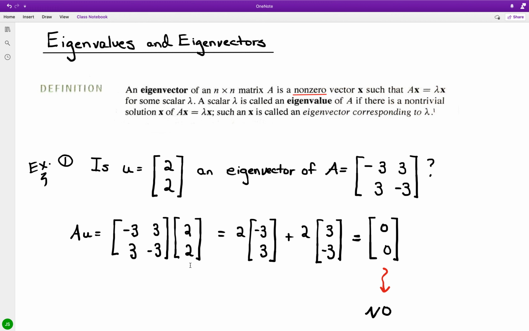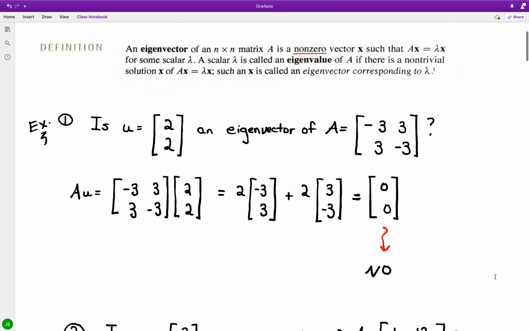The product is going to be a 2 by 1 matrix. Looking at what we have here, 2 times negative 3, 3, plus 2 times 3, negative 3. In the product of the top row and bottom row elements, we end up with 0, 0. And again, for an eigenvector, it should be non-zero. For the result of the product A times u, this comes out equal to 0. On the basis that the product is 0, we cannot say that u is going to be an eigenvector of this particular matrix A.